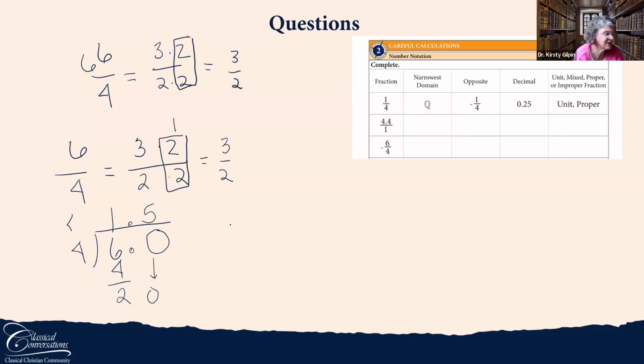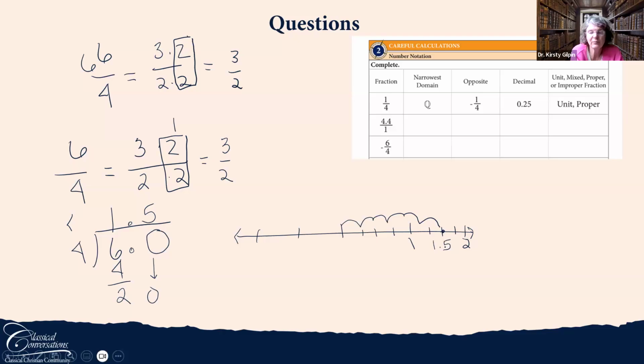So that's one option. Another option that I can do is I can look at this here and say, okay, here's my number line, right? And if I have fourths, and I went, this is 1, this is 2, and I have 6/4. I have 1, 2, 3, 4, 5, 6/4. Oh, look, that gets me to 1.5. So that's another way I can explore that.